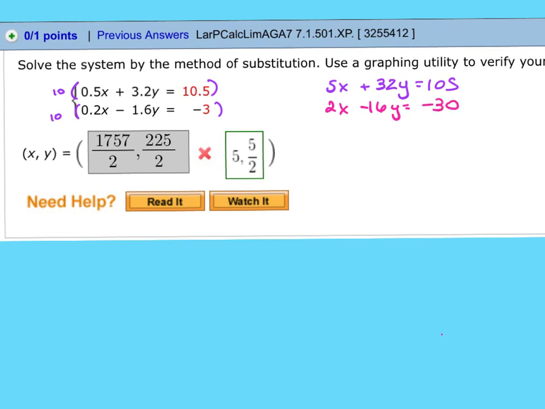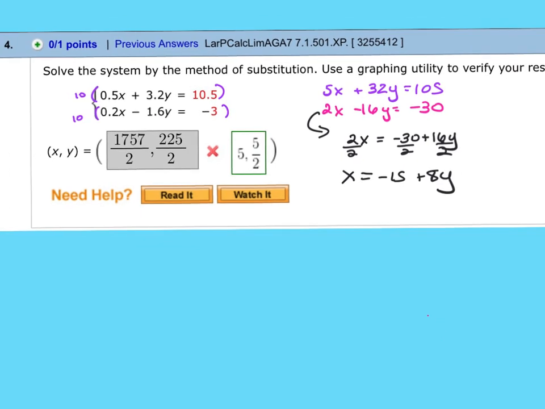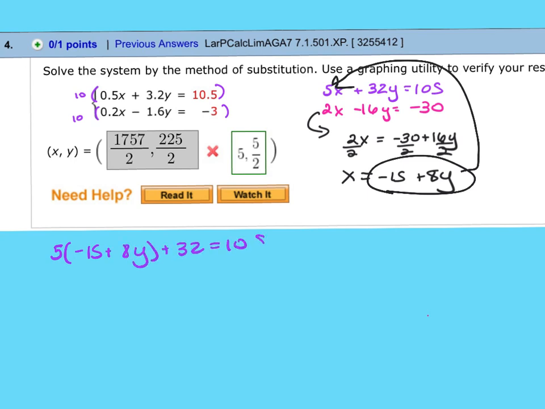So now I want to solve one of these for one of the variables. Let's just say we pick this one. 2x would equal negative 30 plus 16y. Divide everything by 2. X equals negative 15 plus 8y. Okay, so now I'm going to take this and I'm going to plug it into this x. So 5 times negative 15 plus 8y plus 32y equals 105.